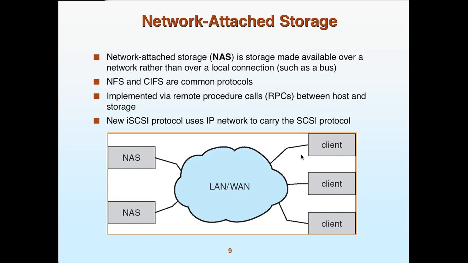We have network-attached storage. This would be NAS by abbreviation. Storage is made available over a network rather than over a local connection, such as a bus. We have network file system, CIFS, common protocols, implemented via remote procedure calls, RPCs, between hosts and storage. We need middleware to connect the LAN drives, the storage, to the network in order to facilitate that. So there are new iSCSI protocols for IP networks.